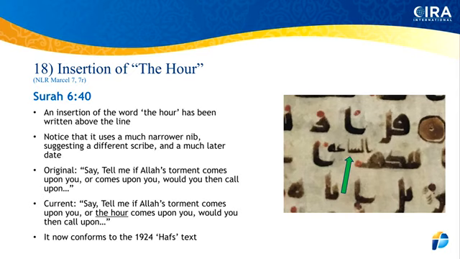Now, obviously, this may have been just a clumsy mistake, because the original says, "Say, tell me if Allah's torment comes upon you or comes upon you, would you then call upon?" That doesn't make sense, even grammatically. So now with the hour, it says, "Say, tell me if Allah's torment comes upon you or the hour comes upon you." And you can see they obviously had to stick this in there at a later date. It now conforms with the 1924 Hafs text. Let's go to number 19.